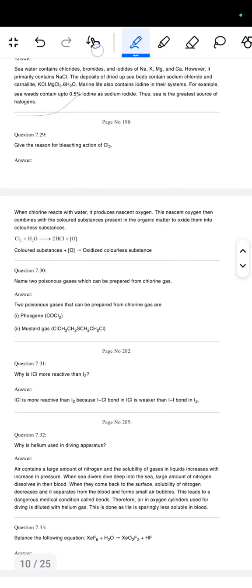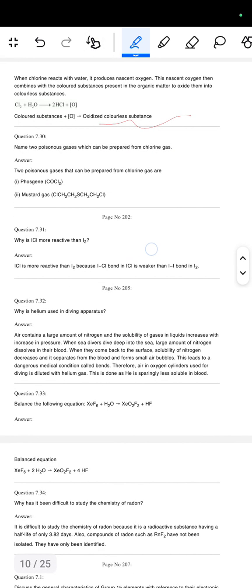Next, give the reason for the bleaching action of Cl2. So when chlorine reacts with water, it produces nascent oxygen. This nascent oxygen then combines with the colored substance present in organic matter to convert it into a colorless substance. So Cl2 plus H2O gives 2HCl plus O. Colored substance plus O gives oxidized colorless substance.